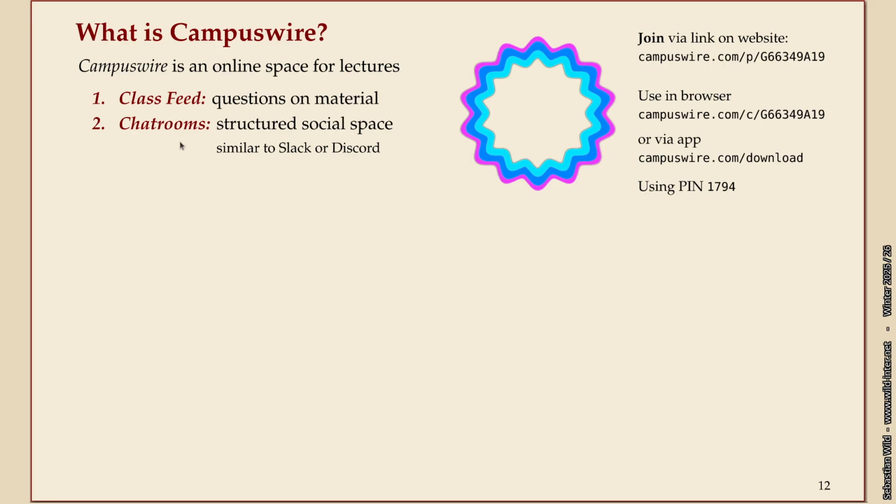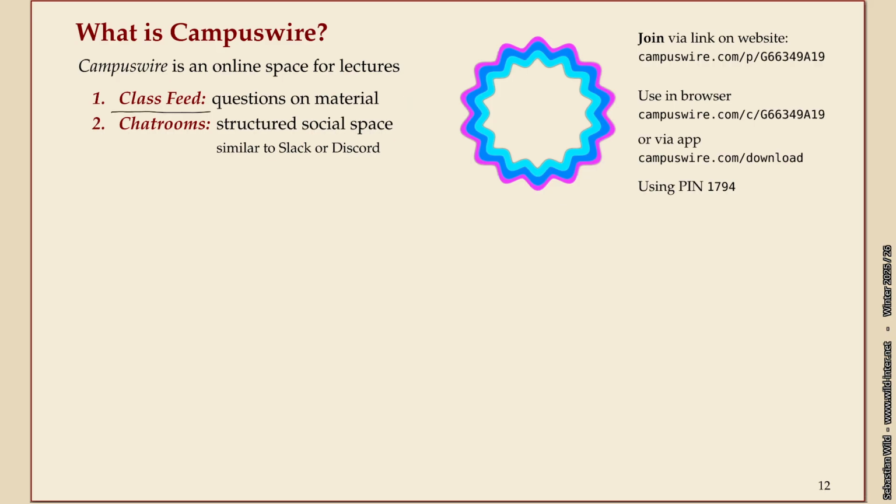There's 2 features that we'll use. One is called class feed, and that's the Q&A part. There's also chat rooms that you can use if you want. I'm not going to use them a lot. They're essentially like a typical chat room with the chaos that comes with that. The class feed is what I'll mostly use, and it's a combination of sending announcements from us to you, and you can just format them in Markdown and use LaTeX formulas and these things. It's a bit more nerd compatible compared to Elias or the other tools that we have.